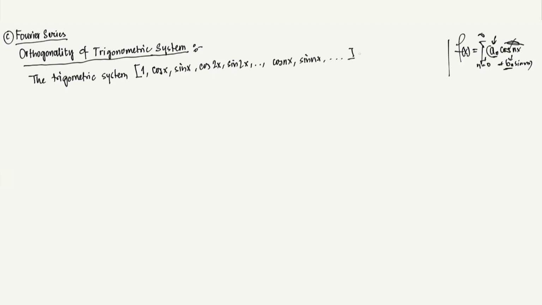and that will be our trigonometric system. We consider this in the interval minus pi to pi. Of course we can do it from 0 to 2 pi also, that's not an issue, but we use minus pi to pi because of the 2 pi periodicity. Now the following is true.